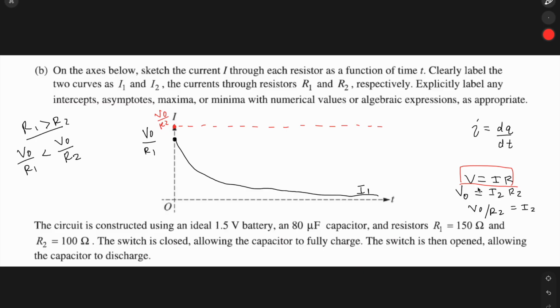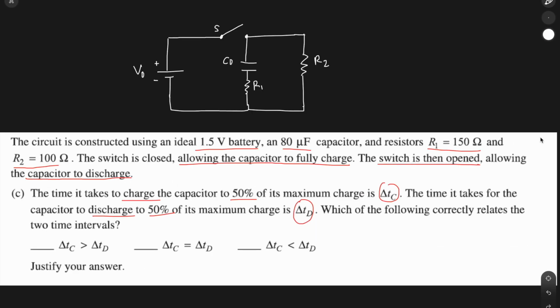So yeah, these are our two graphs, and make sure that we label this as I2. So we labeled everything, and now it's time to move on to part C. Tackle part C of this problem, which I personally found to be the most challenging part of this problem. So let's take a look.